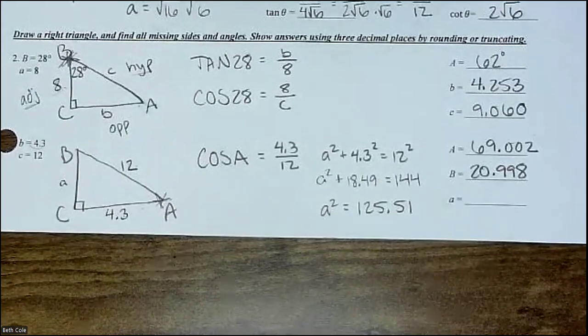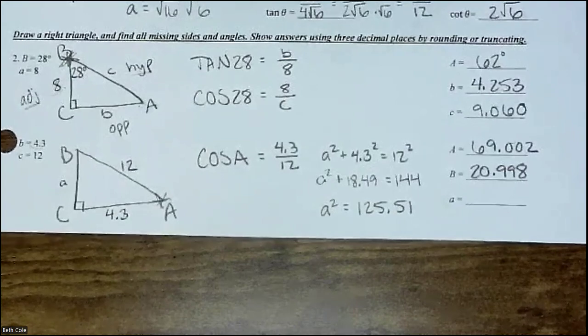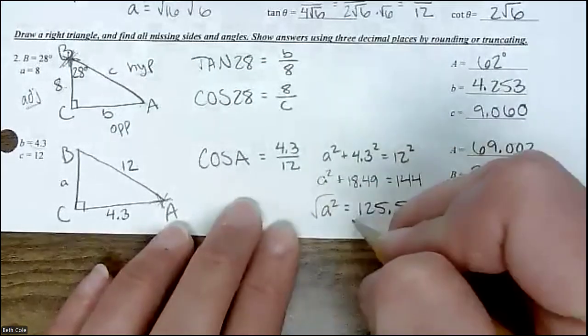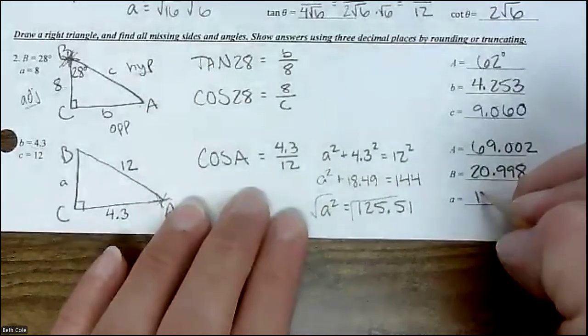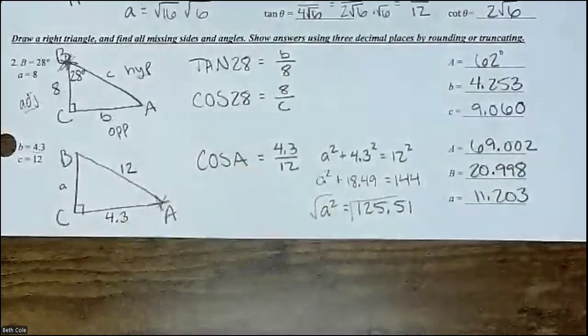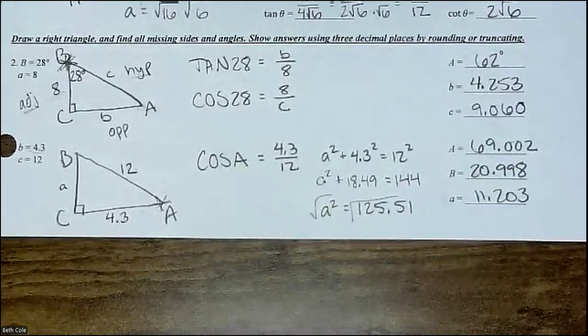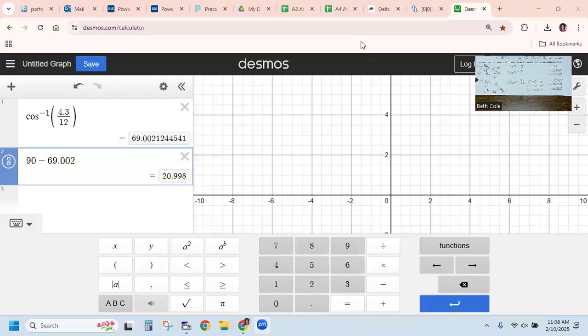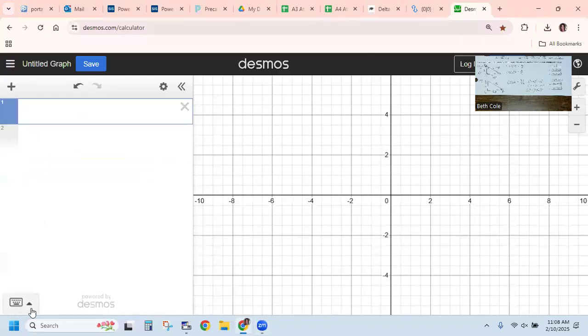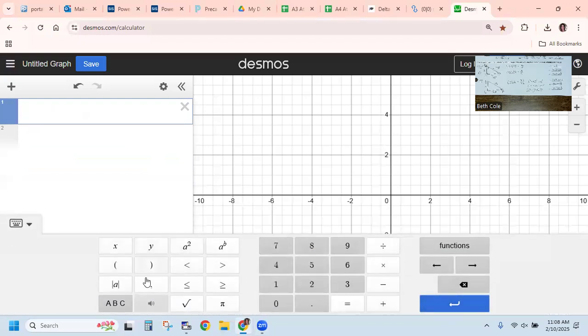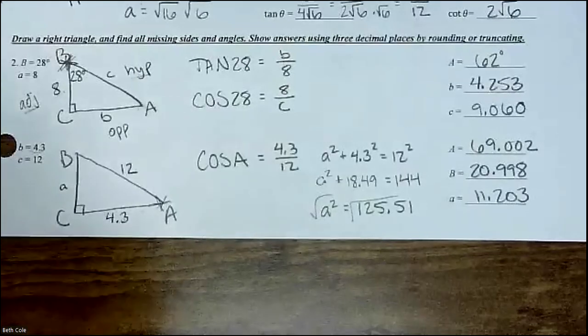And then what's your last step? Yep, good. Square root. So the square root of 125.51 is 11.203. Again, I just typed it in real quick. You just type it into Desmos. Do you guys know where the square root is in Desmos? Just to make sure, it's right here. If you open this little keyboard menu and noodle around in here long enough, you'll find everything. It's all there. All right, let's try the word problems.